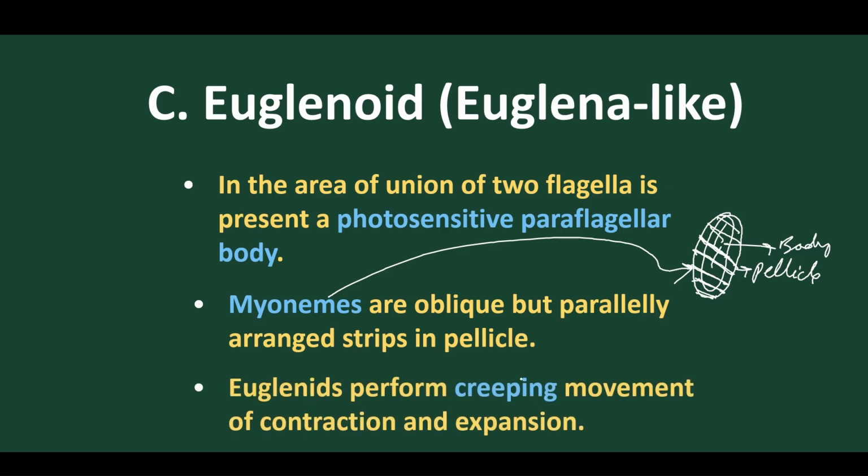And Euglenoids show creeping movement, meaning suppose this is a surface, they move by creeping. This type of movement is due to contraction and relaxation. Creeping movement is only possible by contracting and again relaxing, again contracting, again relaxing. This type of movement is called creeping movement, and it is the contraction and expansion of this particular organism.